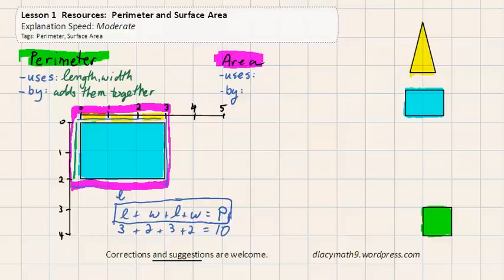Area also uses length, and it also uses width by multiplying as opposed to adding. Now let me show you how that works out. It's an interesting and marvelous connection.